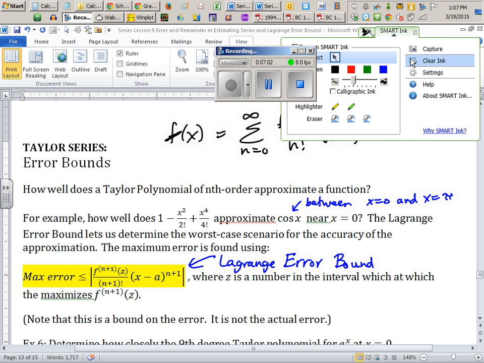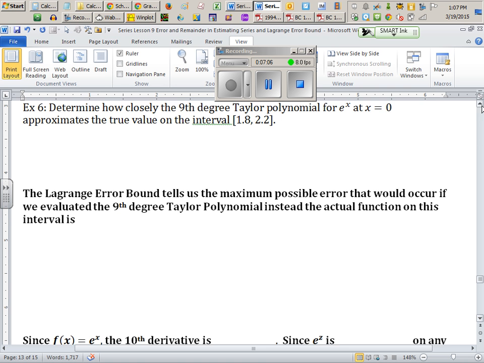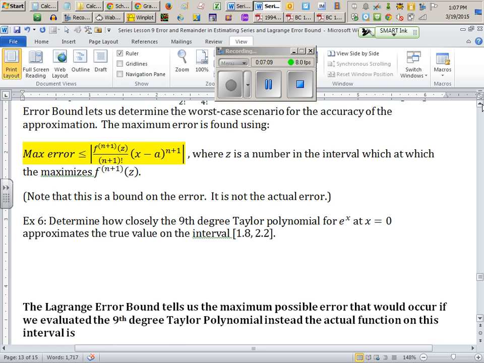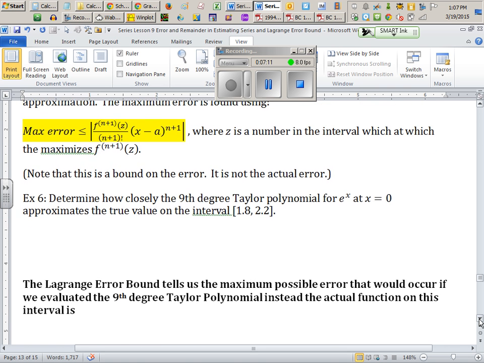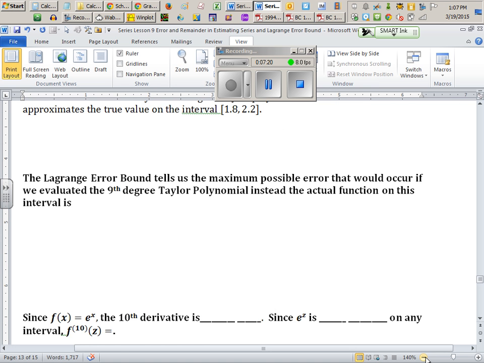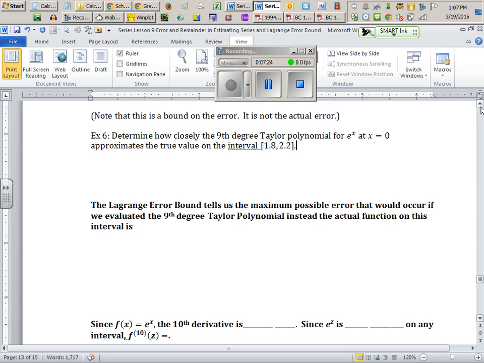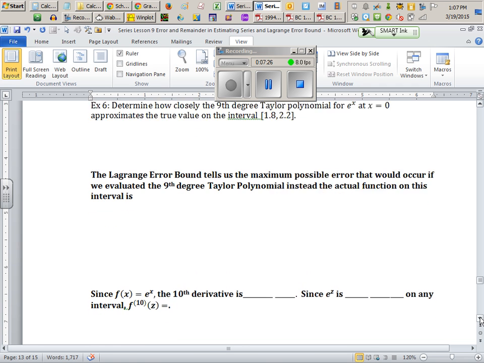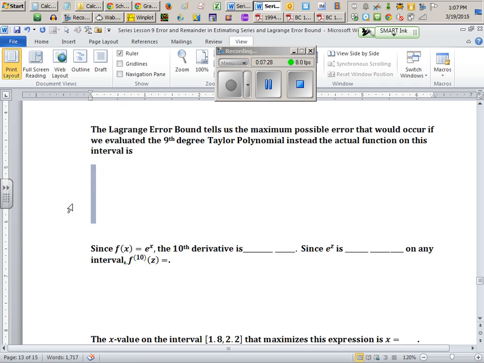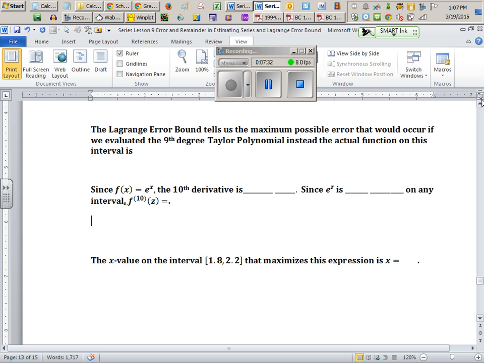Okay, let's try the problems. So they are a little tricky. So let's take a look at the first one. It says, determine how closely the 9th degree Taylor polynomial for e to the x at 0 approximates the true value on the interval 1.8 to 2.2. I'm going to try to make this as easy to understand as I can. Let me take out some of these extra blanks here, so I have all of my problem on one screen.